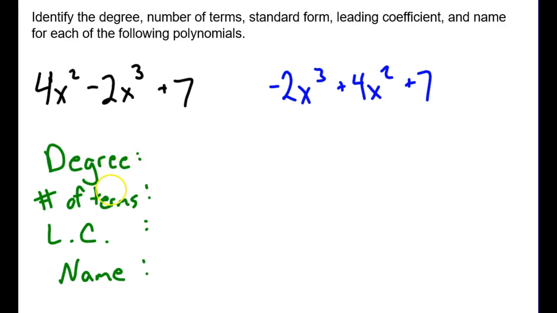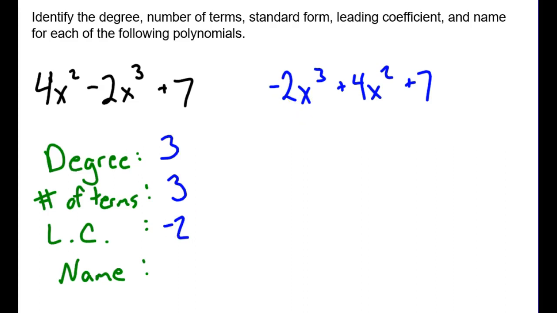Now we want to identify the other four parts: the degree, the number of terms, the leading coefficient, and the name. The degree, we just have to look at the first term, which is 3. The number of terms, we have 1 term, 2 terms, 3 terms. The leading coefficient is the coefficient in front of the highest degree term. If we have this written in standard form, we know the highest degree term is written first, so the leading coefficient is negative 2.